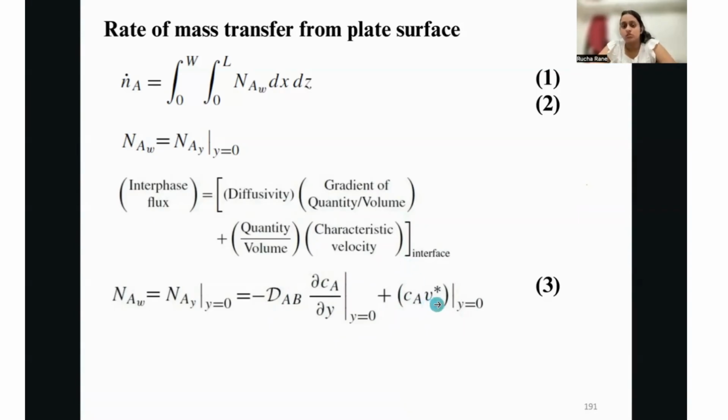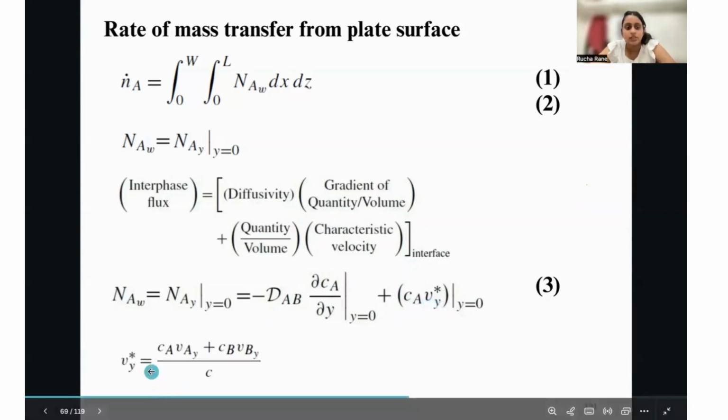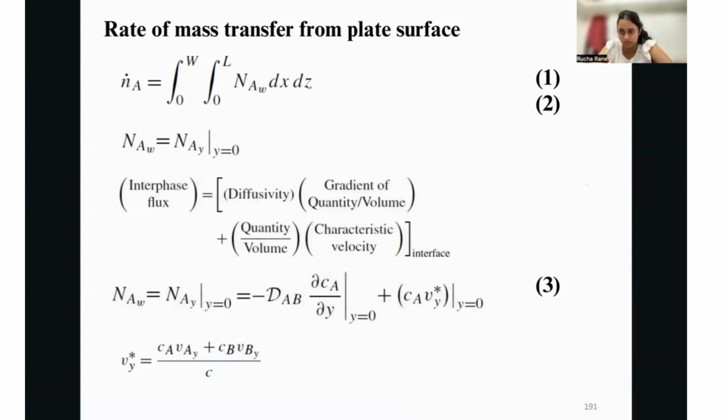Now, what is this Vy? We will see. Vy's basic formula is CA into VAy plus CB into VBy upon C. Now, we will work out what this formula actually is. See the terms. Split the terms in the denominator, it will come as CA upon C into VAy. Now CA upon C, concentration is basically your moles upon volume. Since the volume is the same, we can cancel out the volume. So basically, the ratio of CA to C is equal to the number of moles of A upon total number of moles, which is your mole fraction.